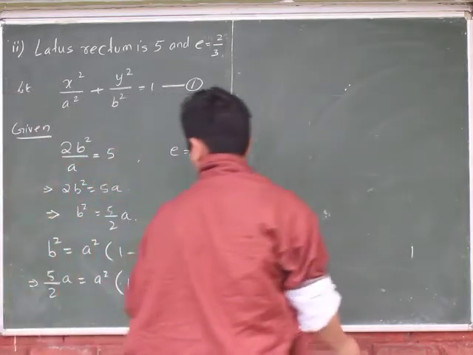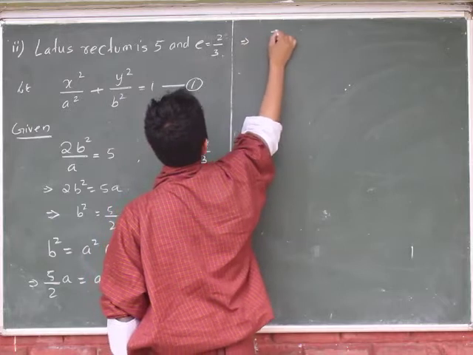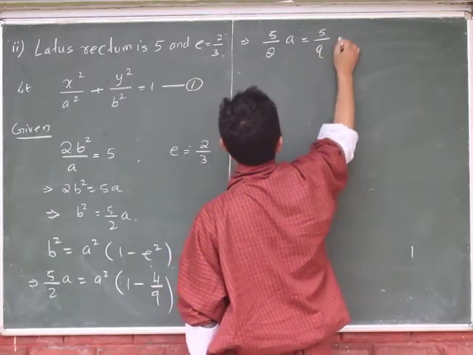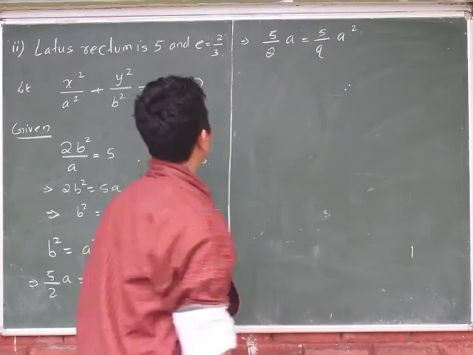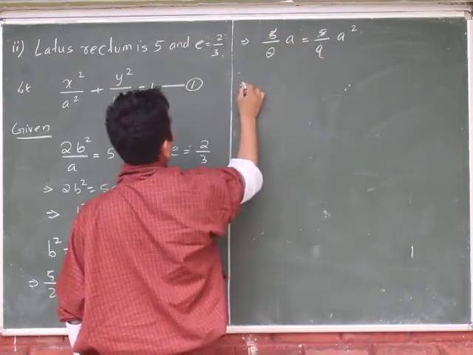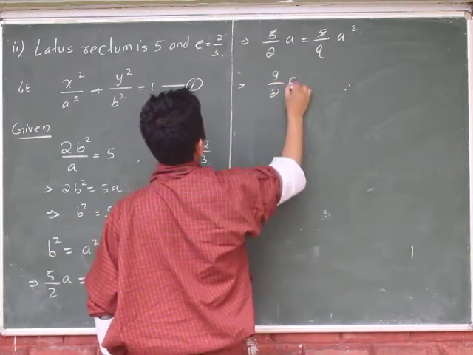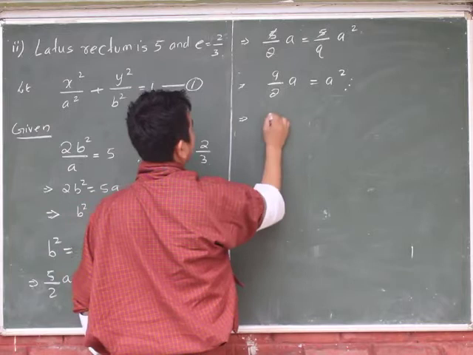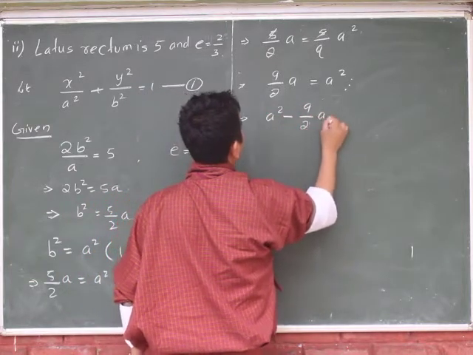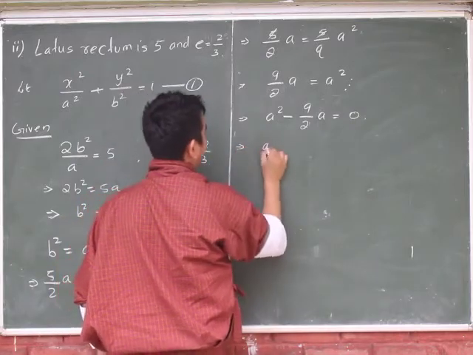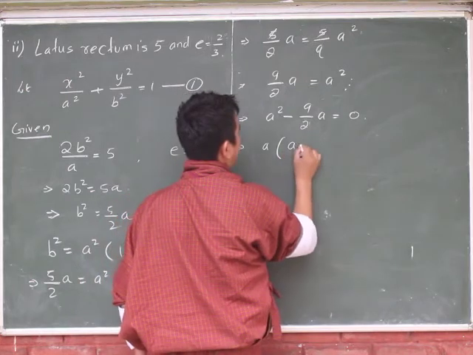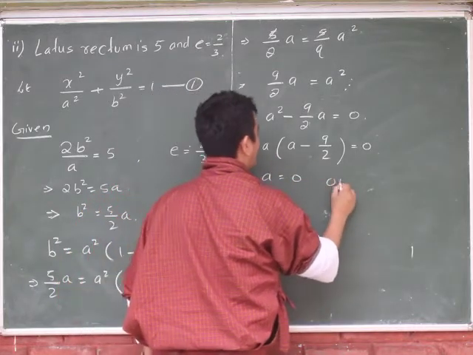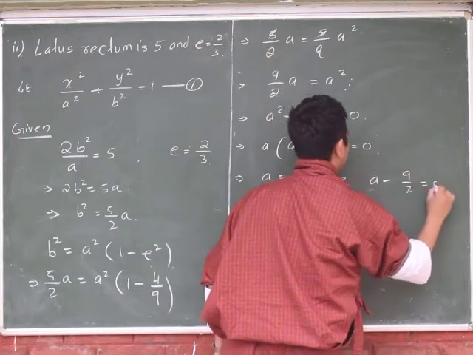Okay, now we'll simplify. Please do this LCM. We have here 5 by 2a is equivalent to 9 minus 4, which is 5, by 9 a square. This 5 and this 5 will get cancelled. Bring this one here: 9 by 2a is equivalent to a square. Or you can write this as a square minus 9 by 2a is equivalent to 0, which implies, taking a common outside, a times a minus 9 by 2 is equivalent to 0. That implies either a is equal to 0 or a minus 9 by 2 is equal to 0.